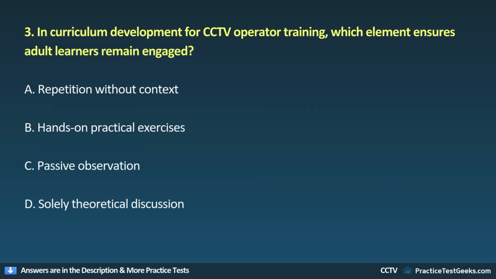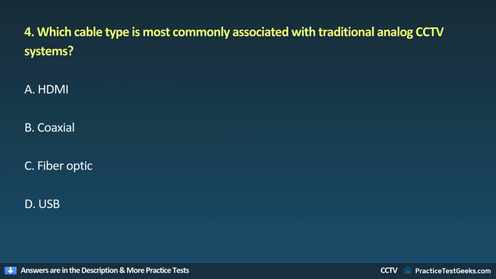3. In curriculum development for CCTV operator training, which element ensures adult learners remain engaged? A. Repetition without context. B. Hands-on practical exercises. C. Passive observation. D. Solely theoretical discussion.